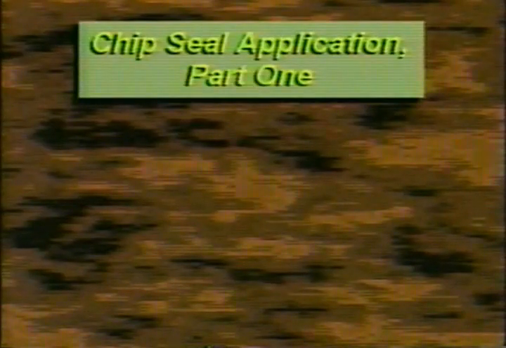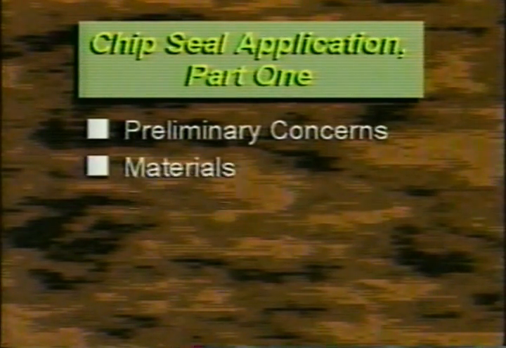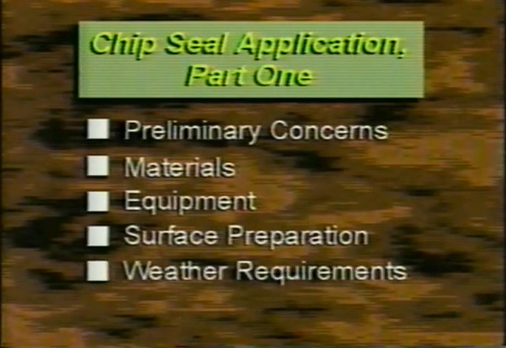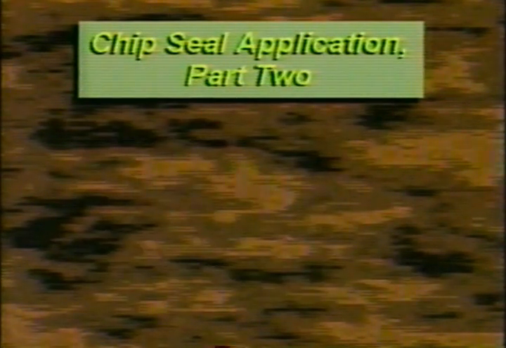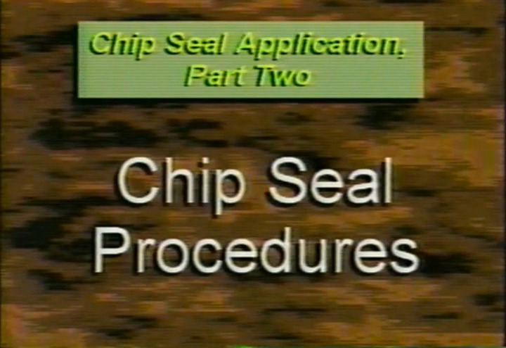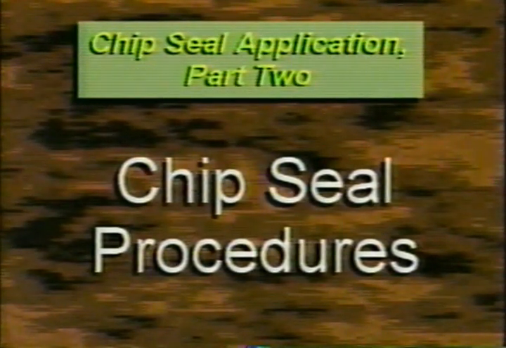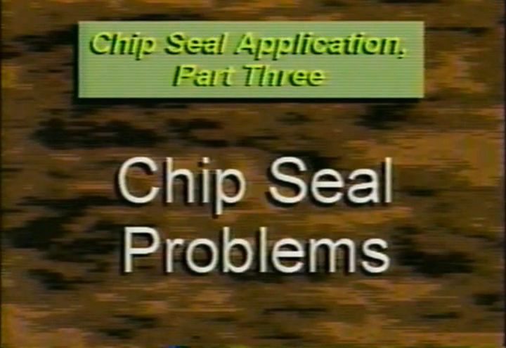Here in Part 1, we'll look at the preliminary concerns, materials, equipment, surface preparation, weather requirements, and application rates. In Part 2, we'll look at the chip seal procedures, binder application, chip spreading, and roller operations. Finally, in a 3rd part of the program, we'll look at some of the problems that occur during chip seal application.